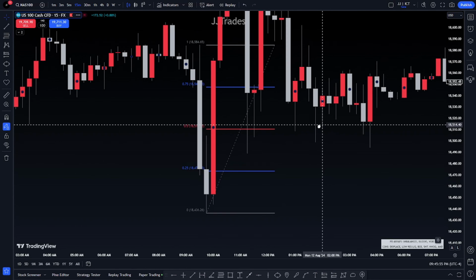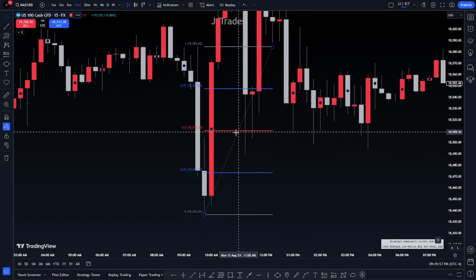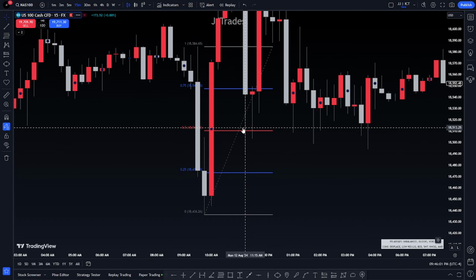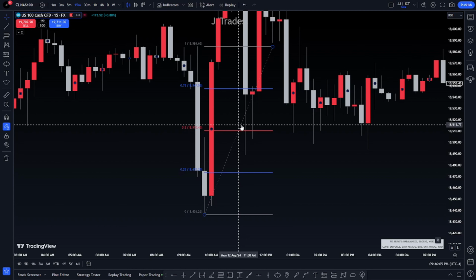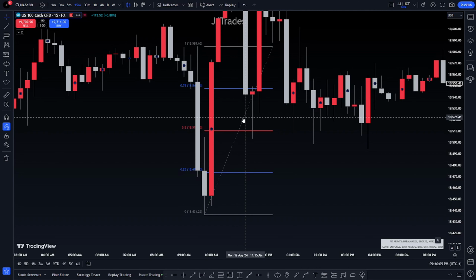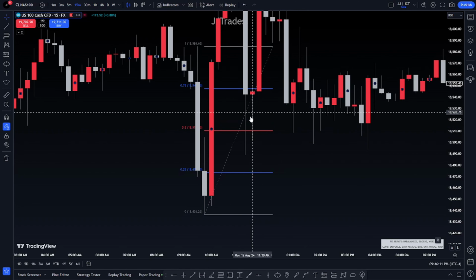Like I said, even if it digs a little lower beyond the mean threshold, I keep saying consequent encroachment, but it's mean threshold. Anything other than an imbalance is mean threshold. That's my fault. So don't say consequent encroachment for anything other than an imbalance. Okay, so this would be a mean threshold of an order block.